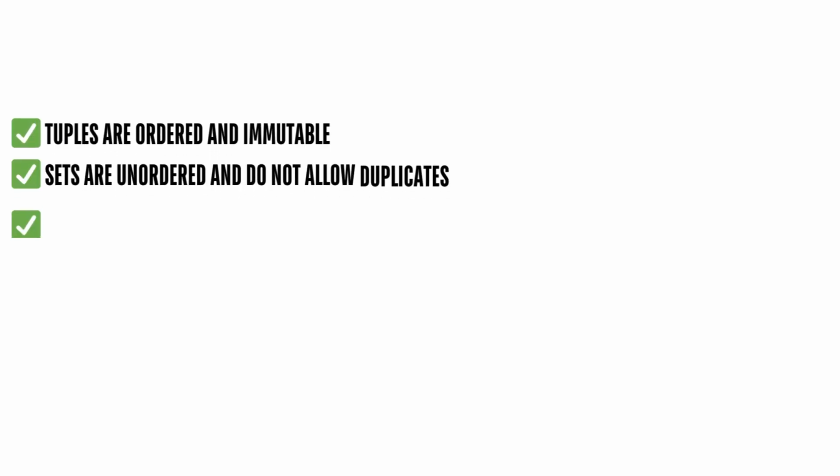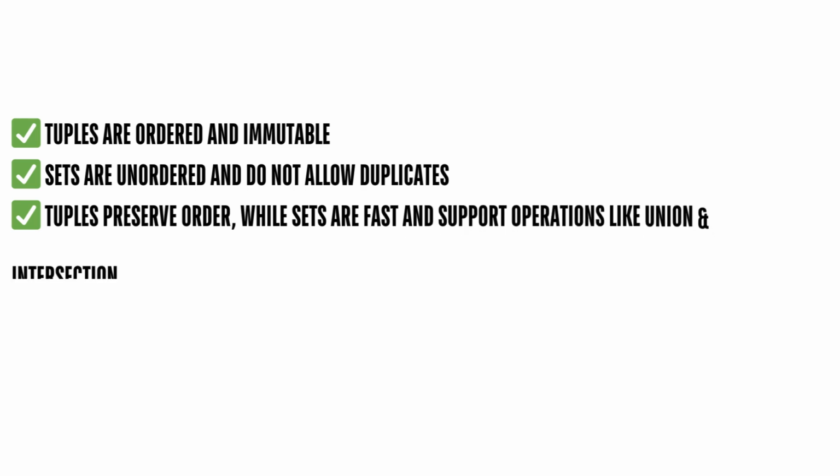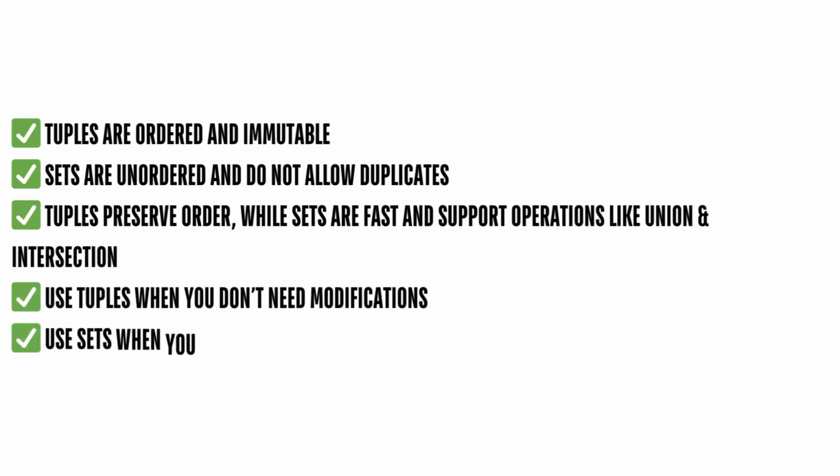Summary. Tuples are ordered and immutable. Sets are unordered and do not allow duplicates. Tuples preserve order, while sets are fast and support operations like union and intersection. Use tuples when you don't need modifications. Use sets when you need unique elements.